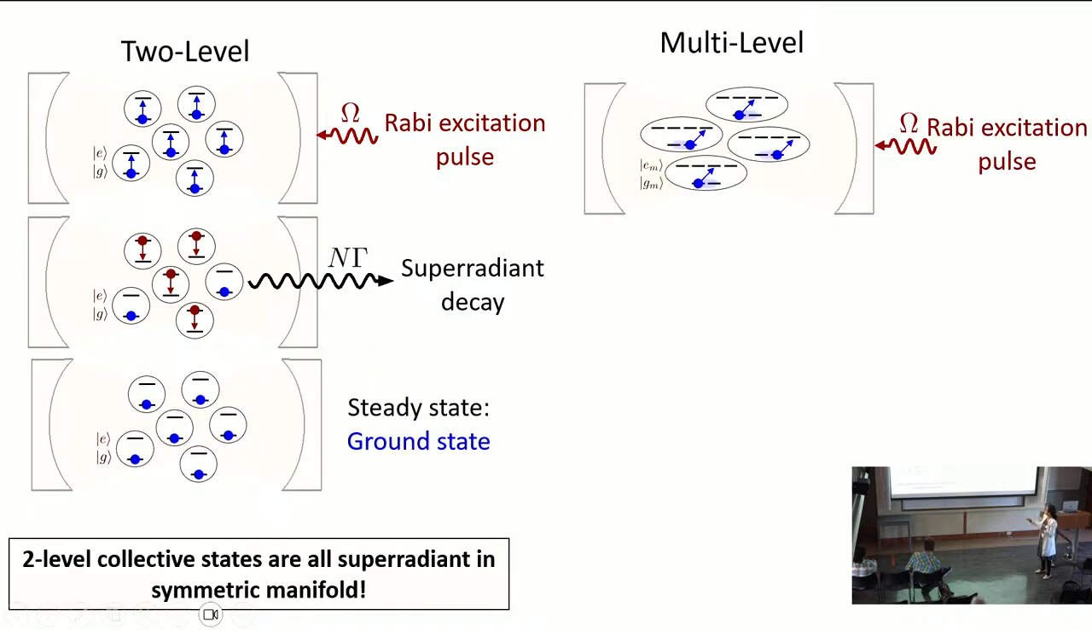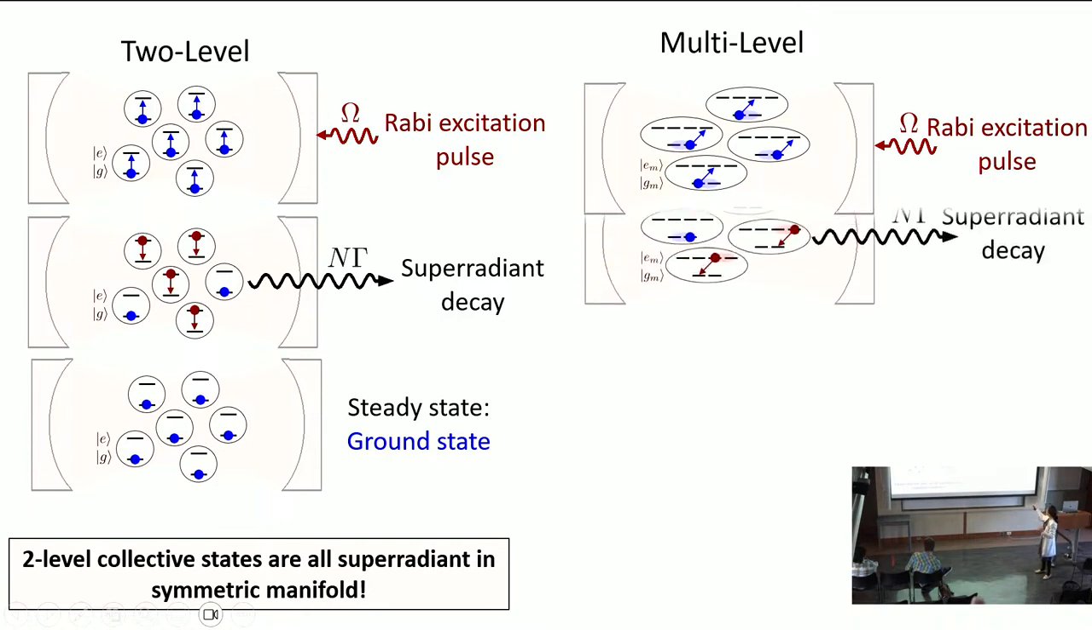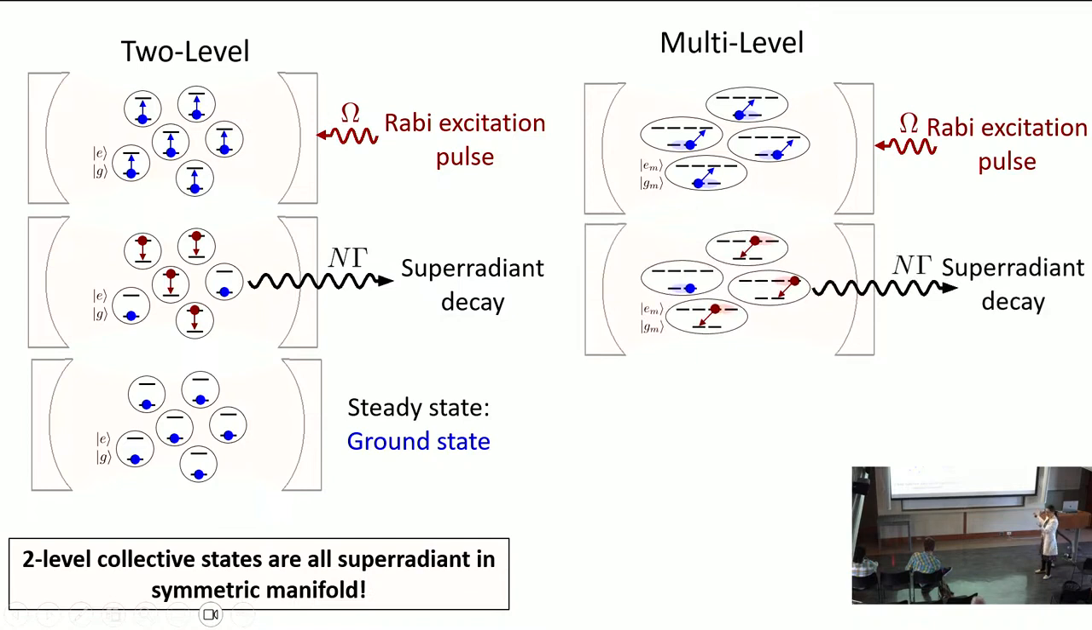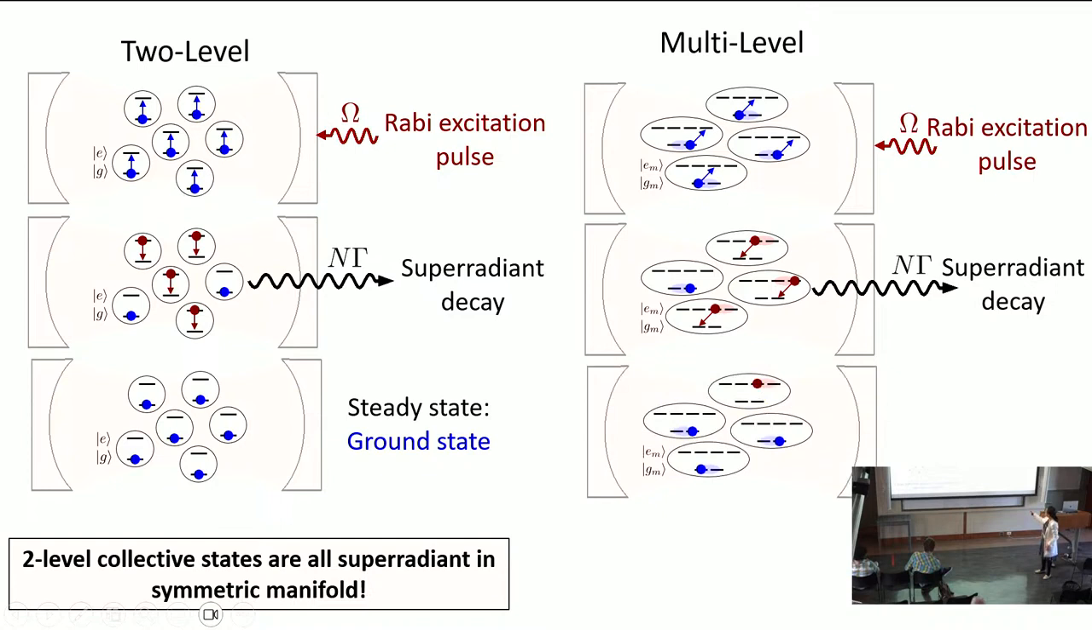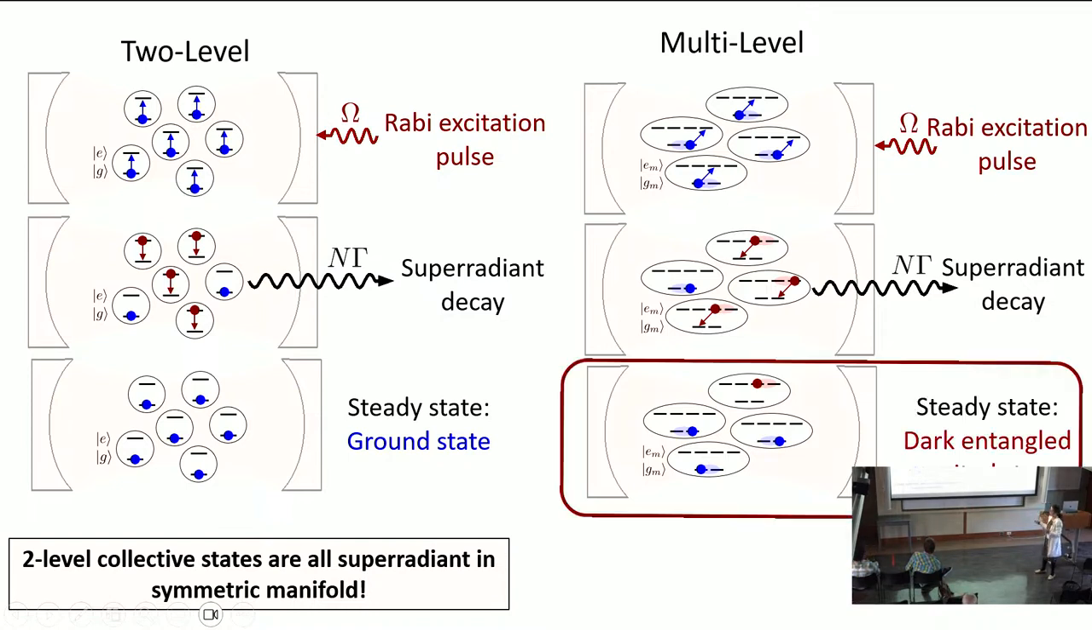But if you change the story and do exactly the same protocol, but with multi-level atoms, apply a drive, excite them, then initially you will see a superradiant pulse, but then you will find that there are many atoms that could be stuck in the excited state without decay. And these states not only are dark, but moreover are entangled. And this happens thanks to the multi-level structure.